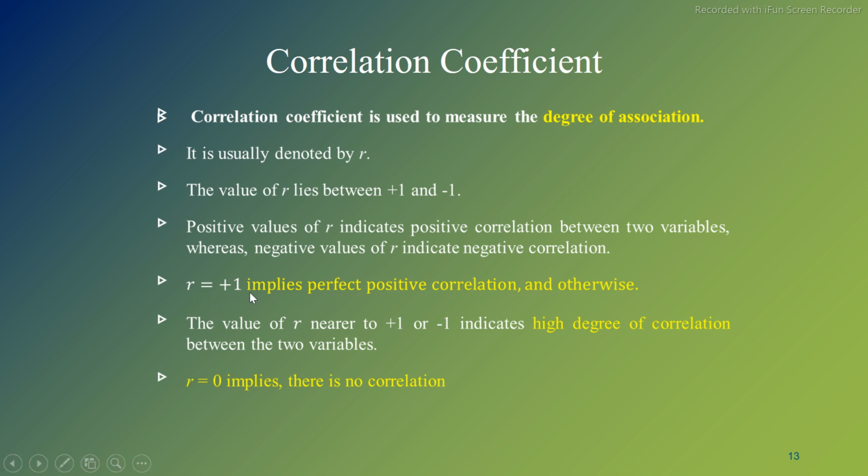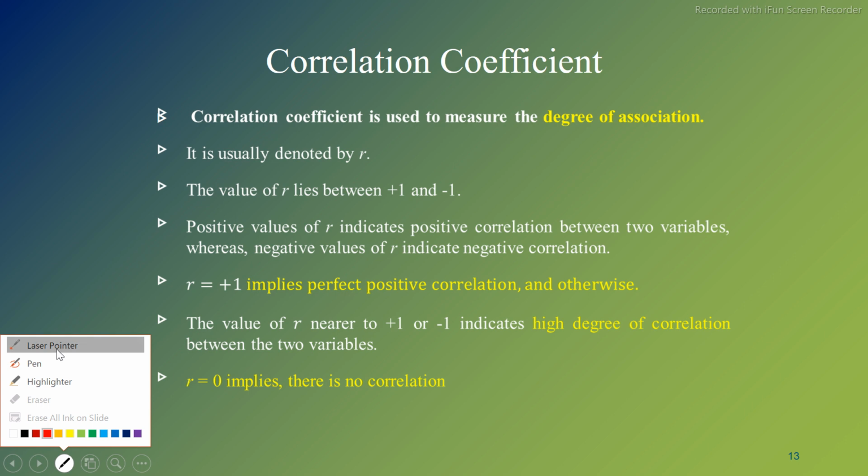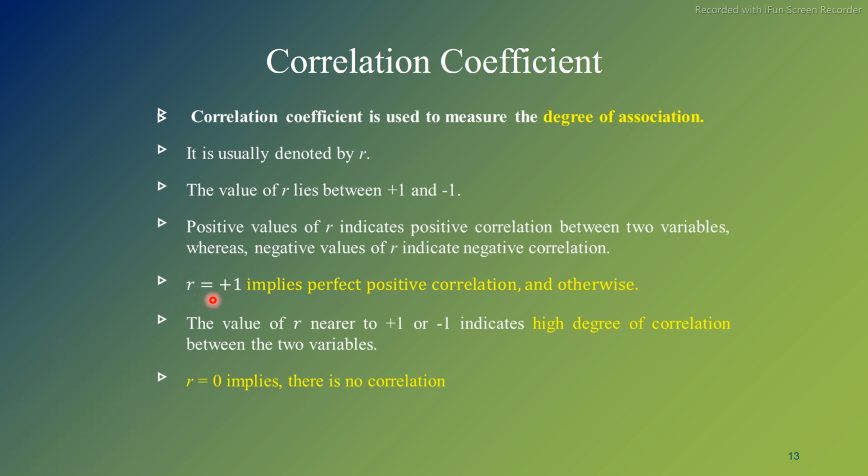So plus 1, if the R value, R means correlation coefficient value, plus 1 implies perfect positive correlation. The coefficient of correlation will always lie between plus 1 and minus 1. Plus 1 means two variables are highly correlated, let's say sales and revenue. Minus 1 means, let's say, GDP and inflation. They are correlated but negatively correlated. If you are increasing one variable, the other variable is decreasing in coordination.